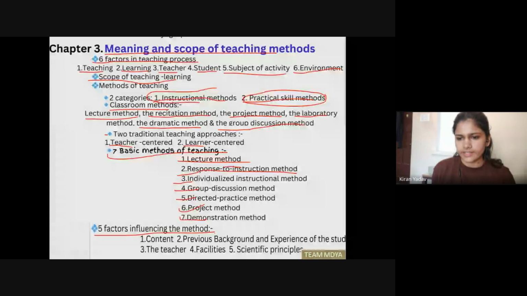Then next and the last topic is 5 factors influencing the method. What are the 5 factors that influence the method? First one is content. Directly question from this has been asked, so be attentive. Second is previous background and experience of the student, third the teacher. Fourth, facilities. Fifth, scientific principles.